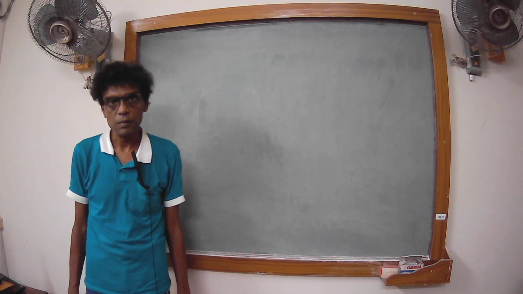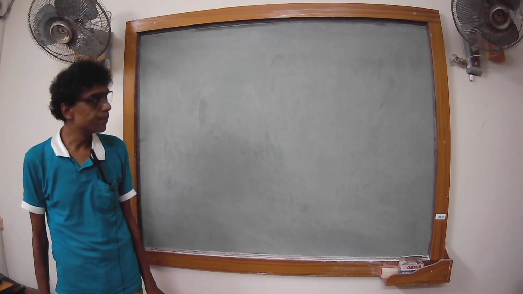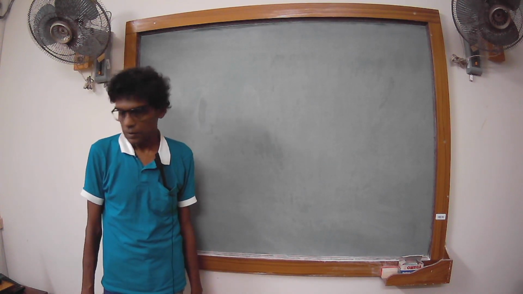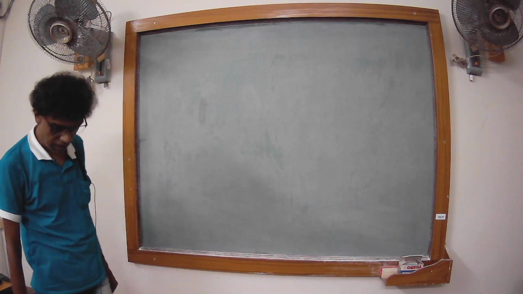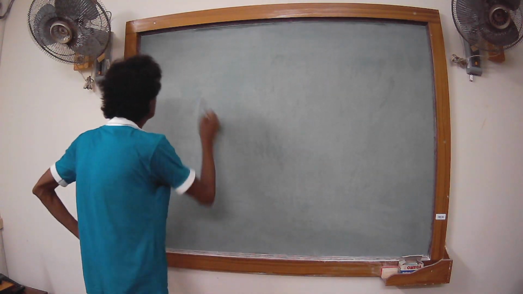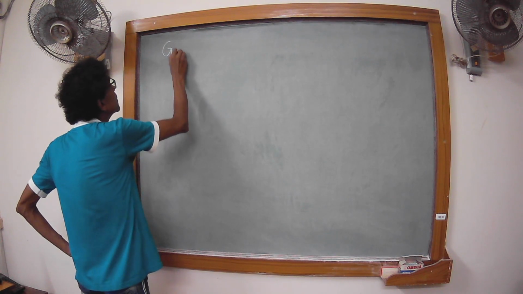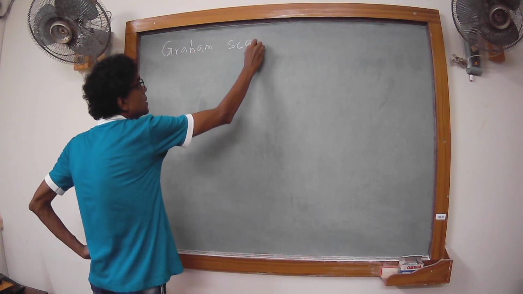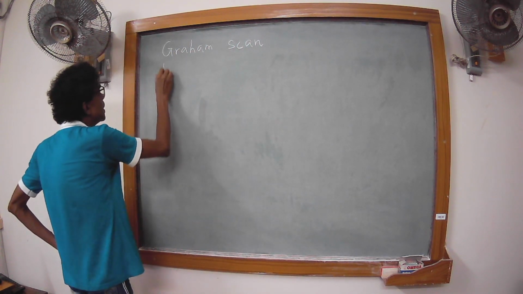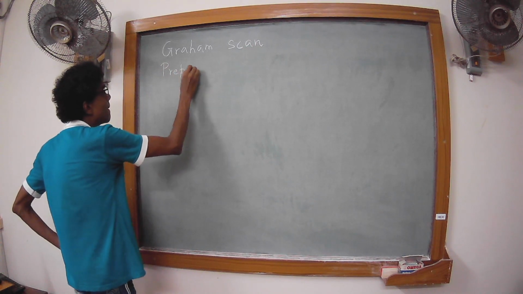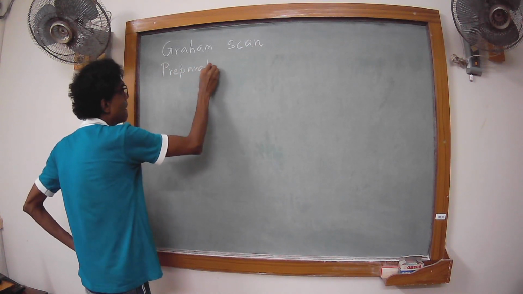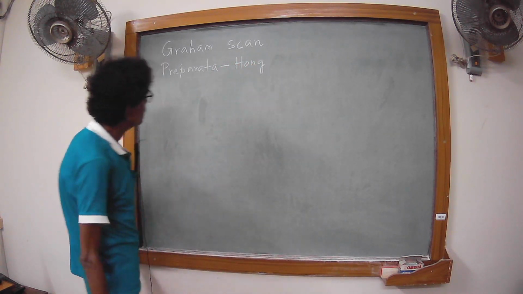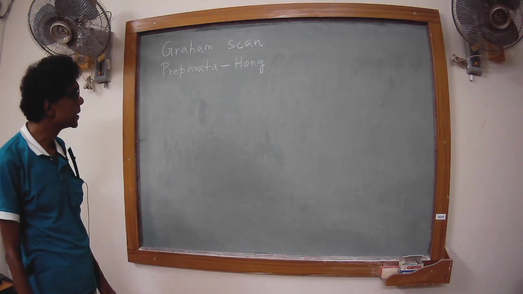The first one was big O of n cube running time. The second one was big O of n square running time in the worst case. So today we will see a couple of algorithms which are optimal. One is called Graham scan, and the second algorithm is named after its inventors, Preparata-Hong.